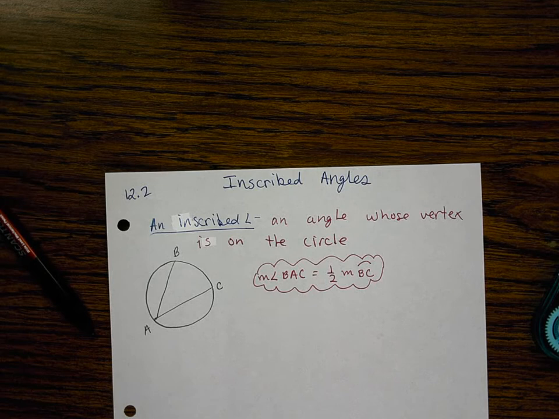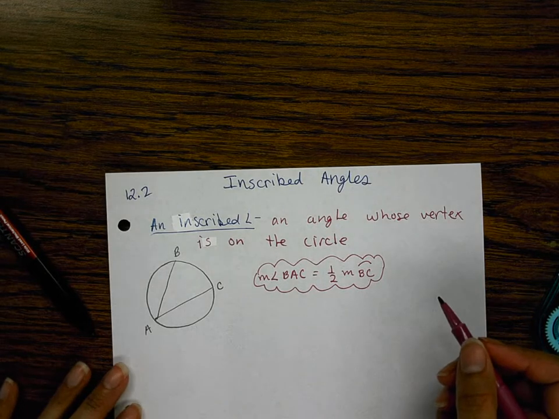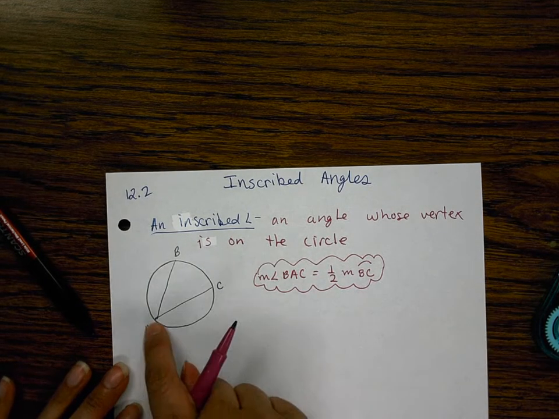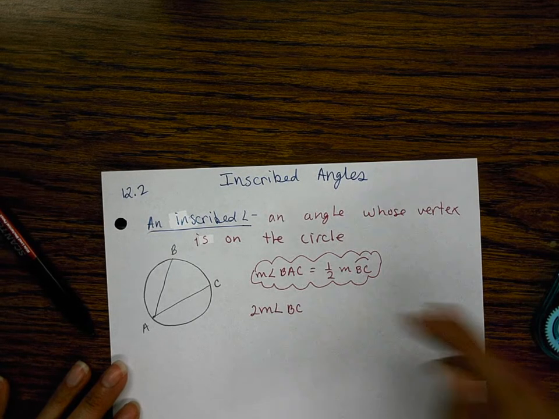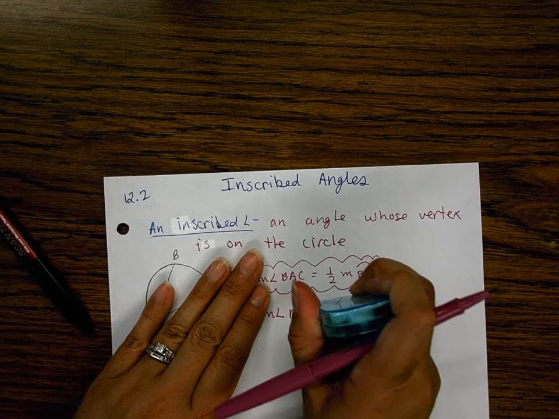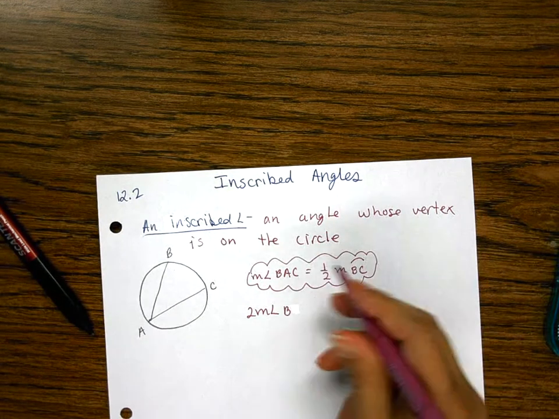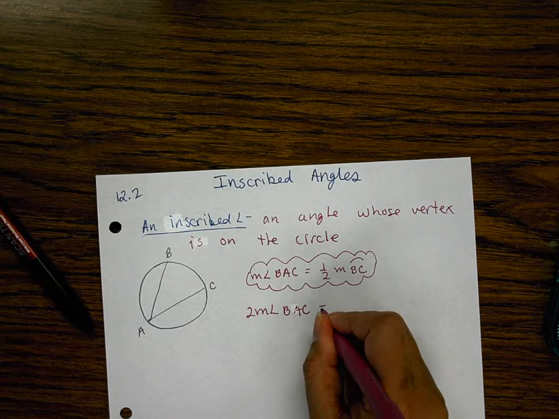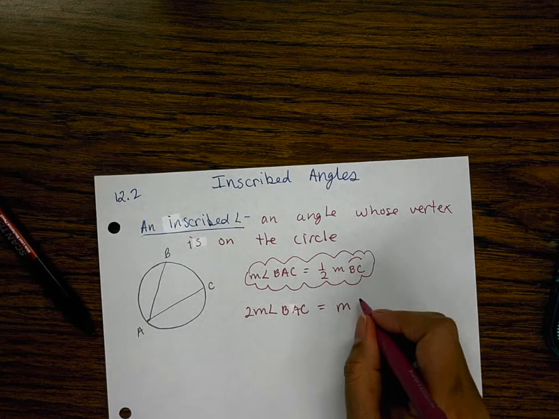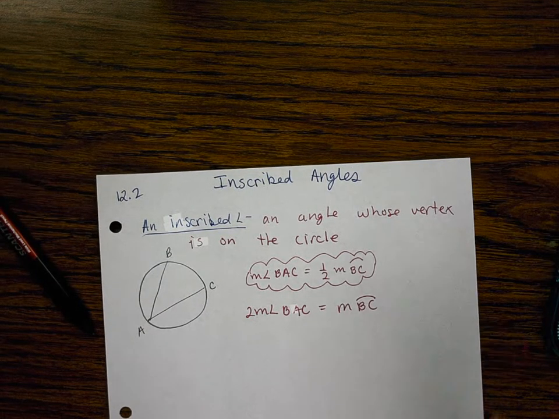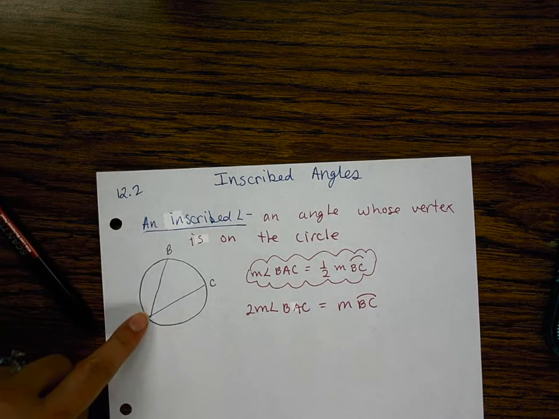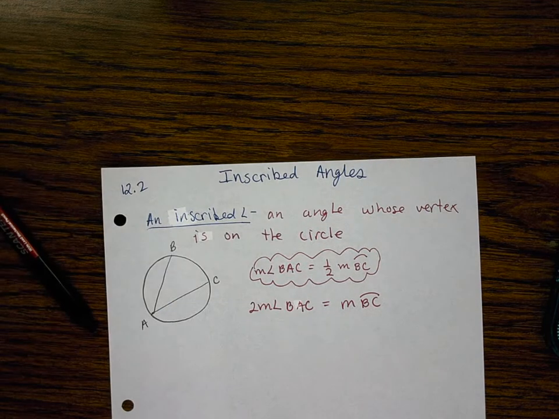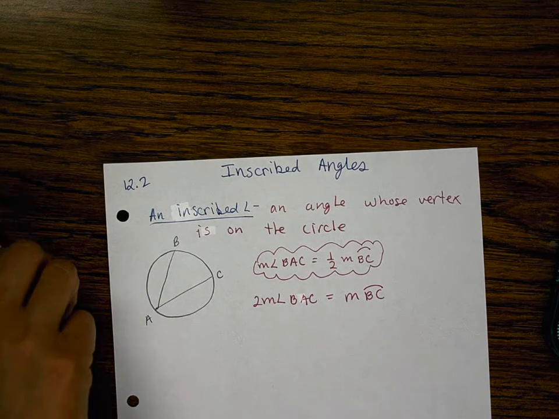Now we could also think of it this way, that if you double the angle BAC, it'll equal the arc. So if you double the angle BAC, it'll equal the measure of arc BC. All right, so half as big or twice as big, depending on what you're looking at. The angle is half as big as the arc, so if I double this, it's going to equal the arc. Okay.